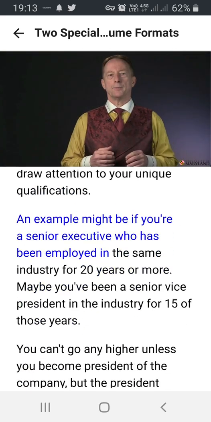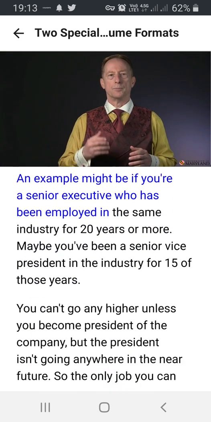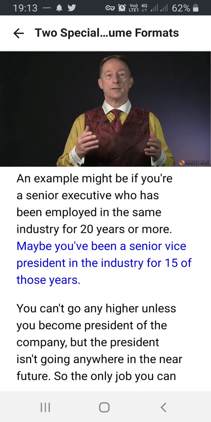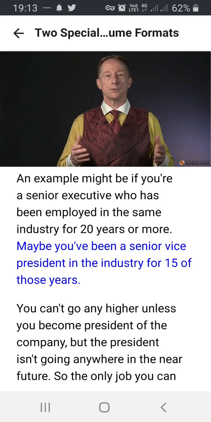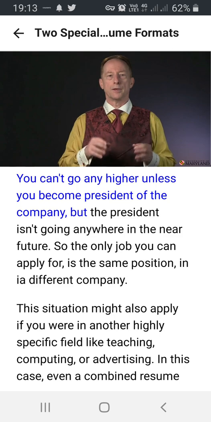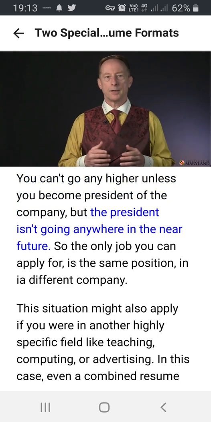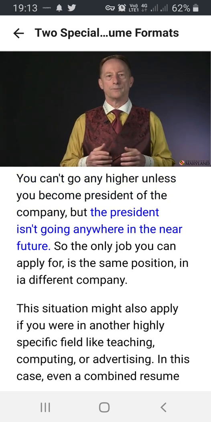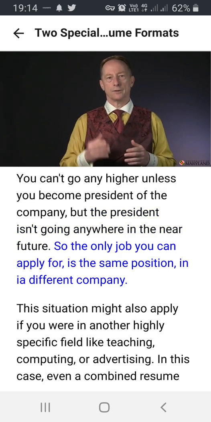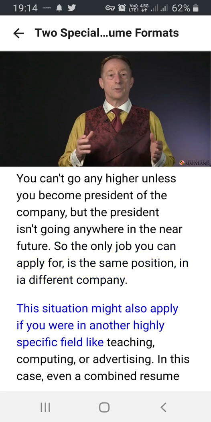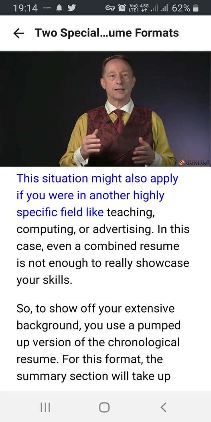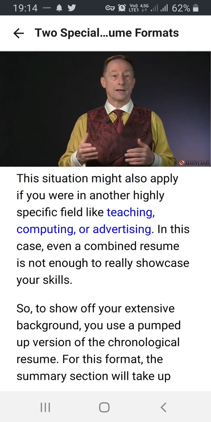An example might be if you're a senior executive who has been employed in the same industry for 20 years or more. Maybe you've been a senior vice president in the industry for 15 of those years. You can't go any higher unless you become president of the company, but the president isn't going anywhere in the near future. So the only job you can apply for is the same position in a different company. This situation might also apply if you're in another highly specific field like teaching, computing, or advertising.